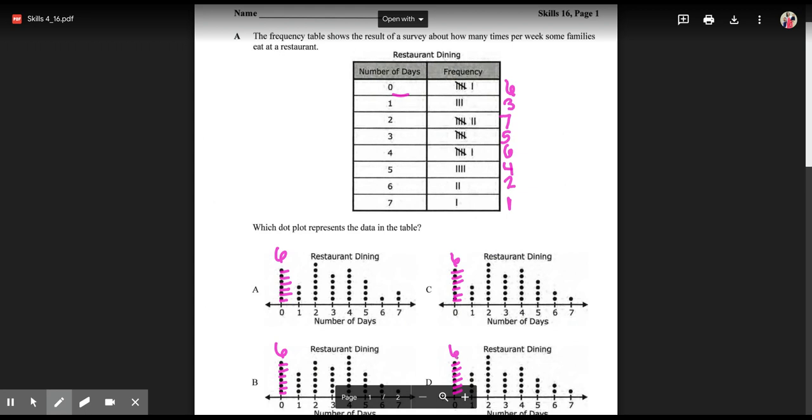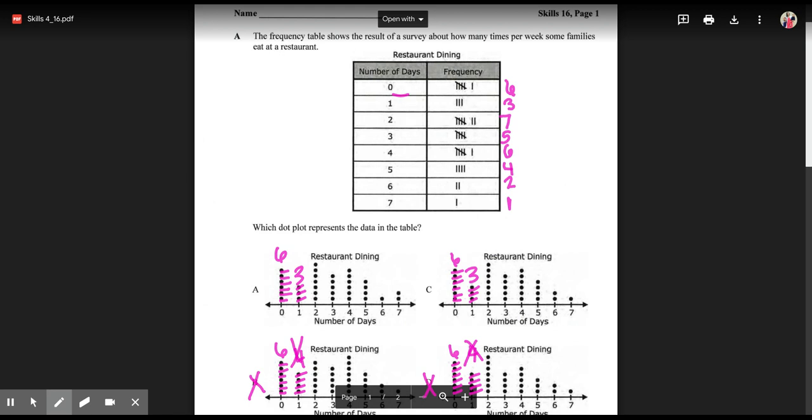So the 1 time a week needs to have 3 marks. So let's look at A. 1, 2, 3. So that works. Let's look at B. 1, 2, 3, 4. That does not work because that's not right. C has 1, 2, 3. So C is good. Then D, 1, 2, 3, 4. Oh, another 4. All right, so we've already eliminated B and D that quickly.